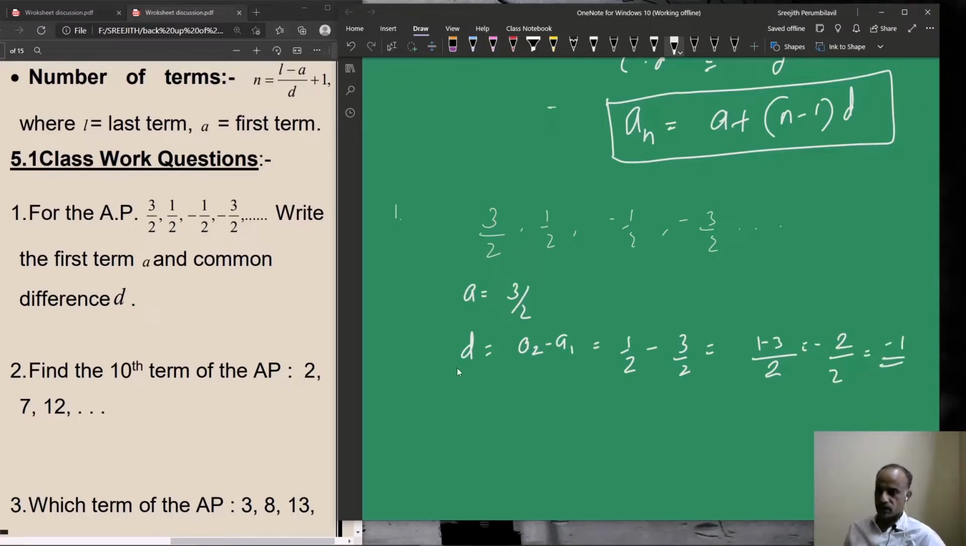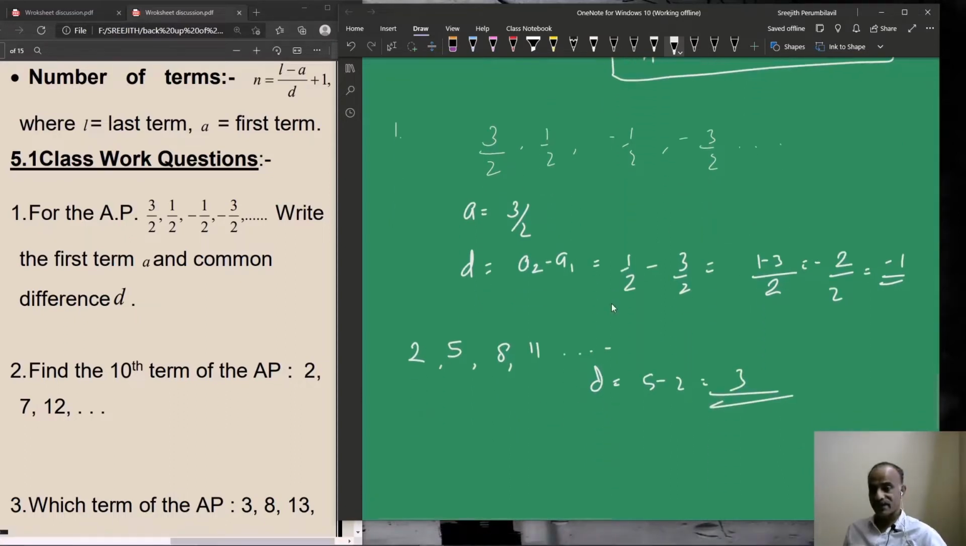So, the question is now whether the common difference can be -1. Of course, it can be -1. We have seen certain progressions of this form. For example, 2, 5, 8, 11, etc. What is the common difference? Common difference is equal to 5 minus 2, that is equal to 3. In this case, it is positive because the progression is increasing.